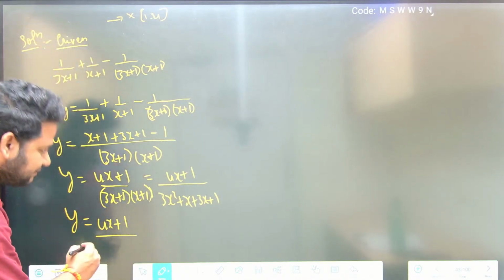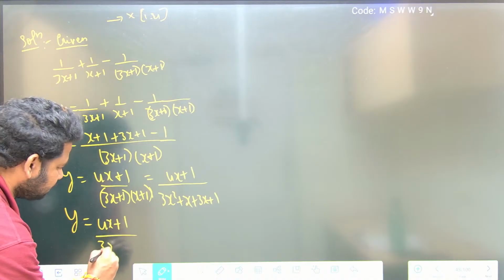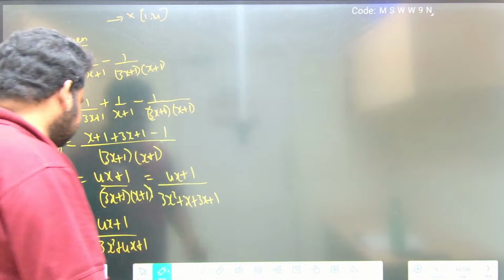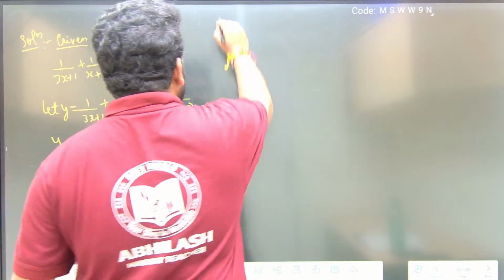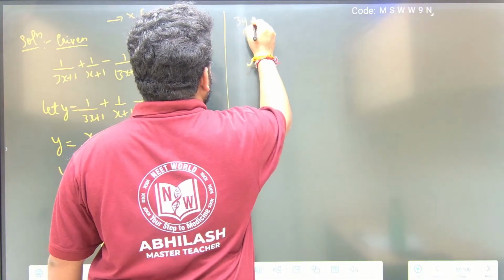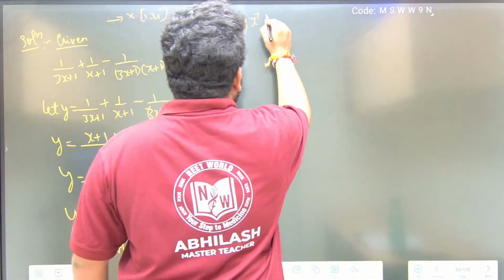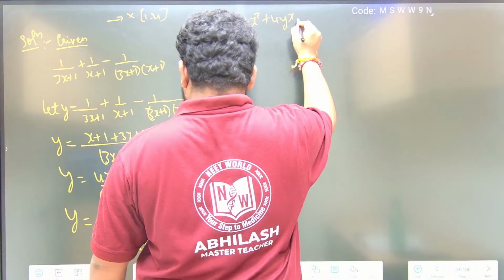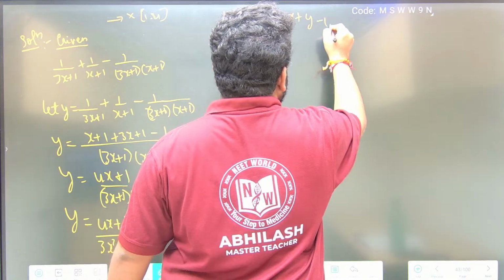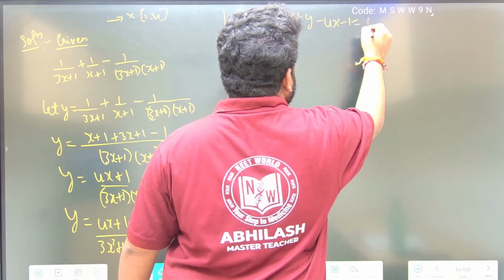So 4x plus 1 divided by 3x square plus 4x plus 1. This is what I am having: 3x square plus 4x plus 1. So multiply with this one y here. So I will be having what? 3yx square plus 4yx plus y, minus, if I bring it this side, 4x plus 1, minus 4x minus 1 is equal to 0.